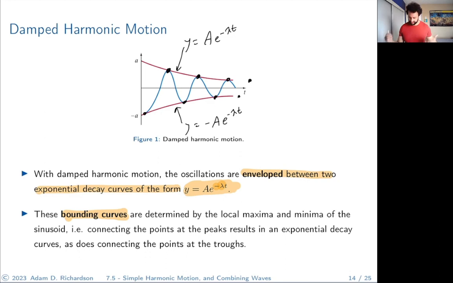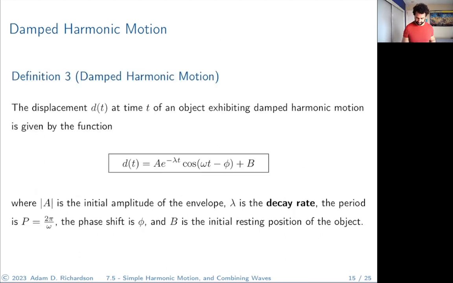So now let's take a look at the actual model itself. Here's damped harmonic motion. The displacement d of t at a time t of an object exhibiting damped harmonic motion is given by this function. Lots of stuff is still the same. Absolute value of A is the initial amplitude of the envelope. Lambda is the decay rate. The period is 2 pi over omega. The phase shift is phi. B is the initial resting position of the object, and so on. So everything is very similar to what we've seen before. The only difference is now we have this additional decay factor involved.